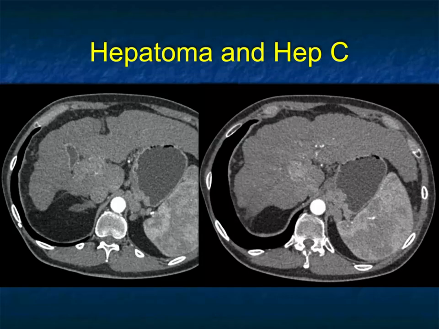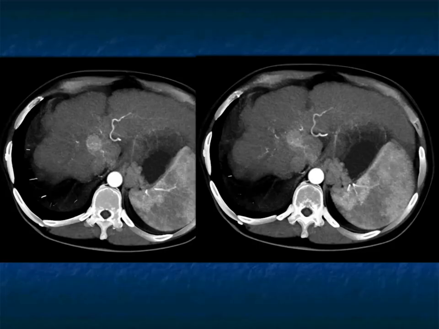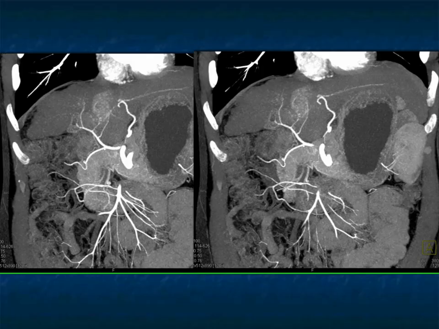So here's about a 2 centimeter mass near the caudate lobe and right lobe of the liver. You can see it nicely there. This patient had hepatitis C. Again, what else could it be? Regenerating nodules, a thought, but usually they're multiple. Could it be metastasis? Could it be hepatic adenoma? But when I'm thinking about cirrhosis, I'm really thinking about hepatoma.